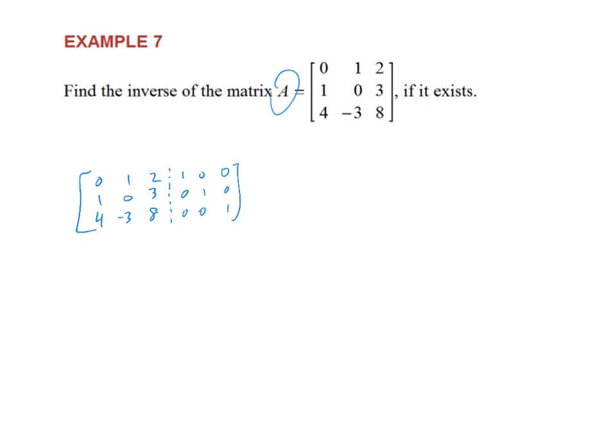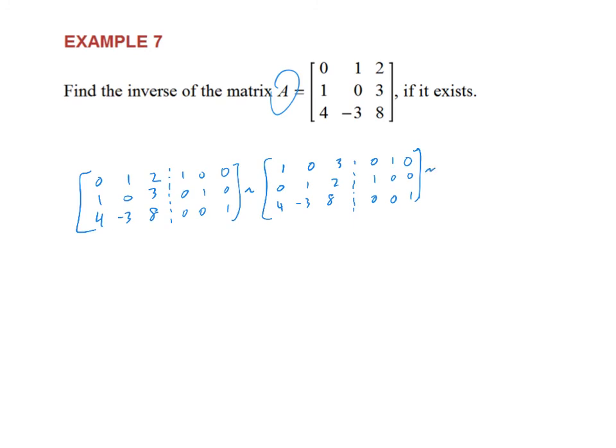So our first row operation is to switch rows 1 and 2. 1, 0, 3, 0, 1, 0. 0, 1, 2, 1, 0, 0. Sorry, stumbled a little bit there, but I think I'm okay. And then 4, minus 3, and 8, 0, 0, 1. So that was our first operation, switch rows 1 and 2.